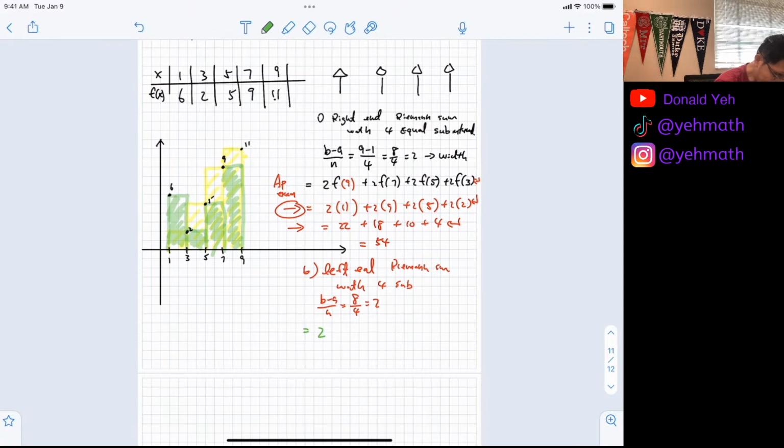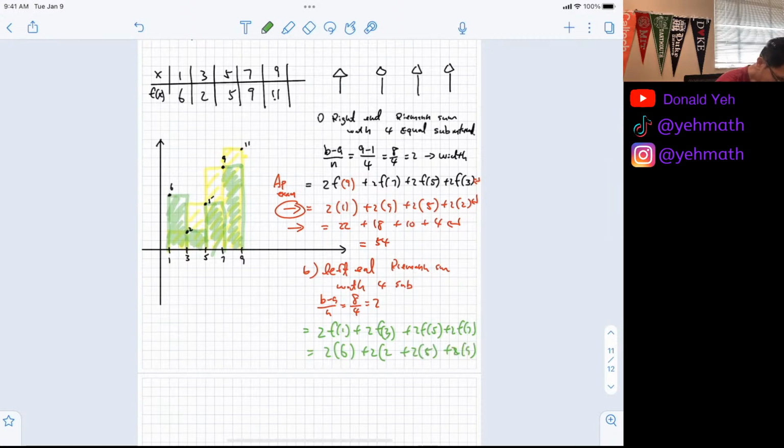times f of 6. F of 1 is going to be what? 6 plus 2 times what? F of 2, F of 3, sorry. Plus 2 times f of 5 plus 2 times f of 7. Why did I not use 9? Because there's only 4 spaces. There's only 4 rectangles. I already have all 4. I don't need a 5th one. So it'll be 2 times 6 plus 2 times 2 plus 2 times 5 plus 2 times 9.